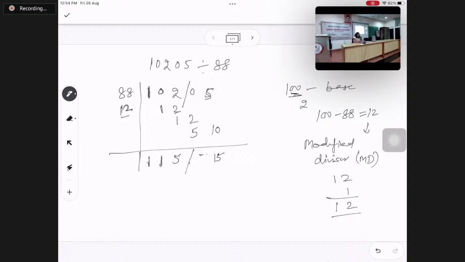5 plus 2 is 7. But here there is a twist. I told you the remainder should have only a 2-digit number, but here the remainder we are getting is a 3-digit number. So what we do, we carry over this and add it to the next. So this is 85. 7 plus 1. Whatever this number is, you add it here. 7 plus 1 is 8. So this is the quotient and this is your remainder.